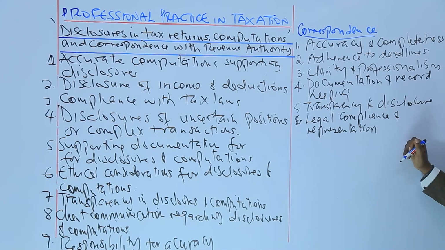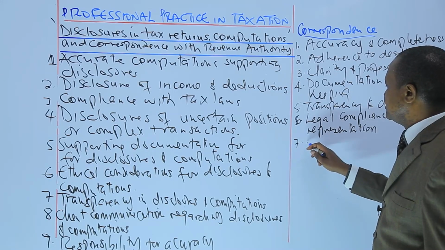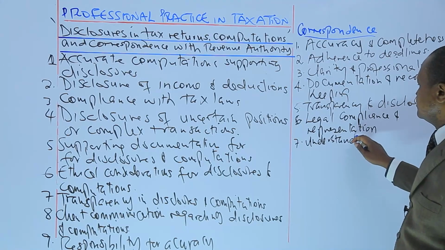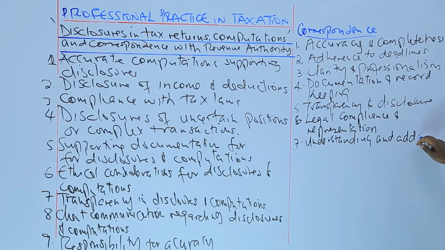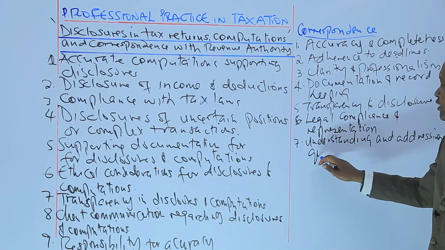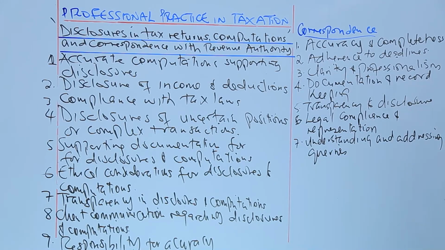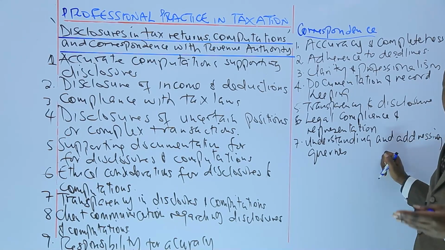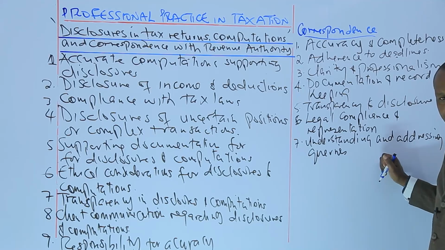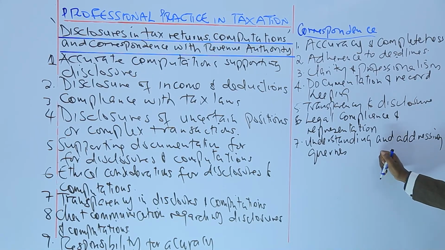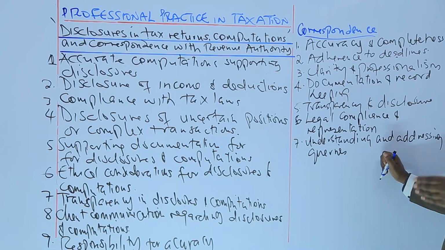Then in relation to correspondence, there is what we call understanding and addressing queries. Revenue authorities may send inquiries or requests for clarification on tax returns or on financial matters, and therefore tax professionals need to thoroughly understand such queries and respond appropriately, providing necessary explanations or additional documentation.